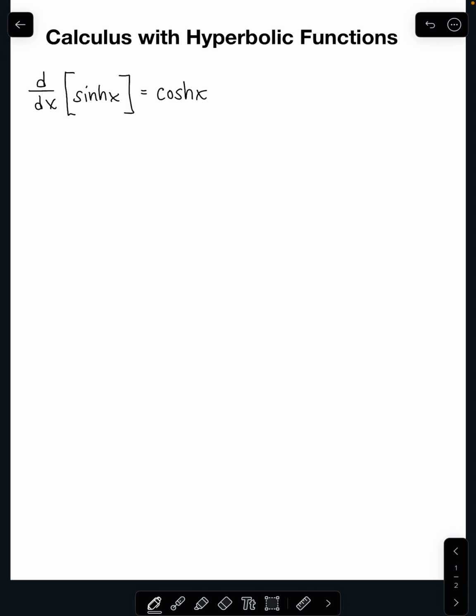That being said, how can we be sure? It behooves us to actually prove this, which is easy enough to do using the algebraic form of hyperbolic sine of x. So that will be the first step, is to rewrite hyperbolic sine of x in its algebraic form, e to the x minus e to the negative x over 2.